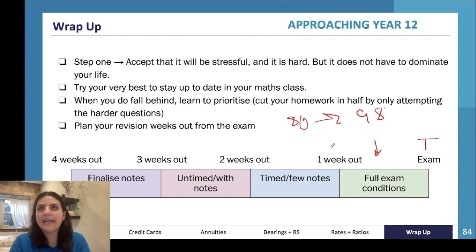The 3 questions that I get at the end of every lecture are, where do I find practice papers? What do I do if I still don't understand something? And what do I do if I procrastinate? I'm going to walk through each of those 3 questions now. Firstly, where do I find practice papers? On the internet, you can go to NESA and do all of their practice papers.